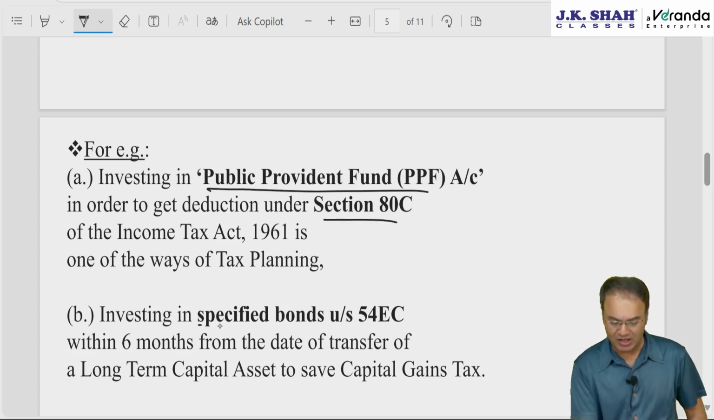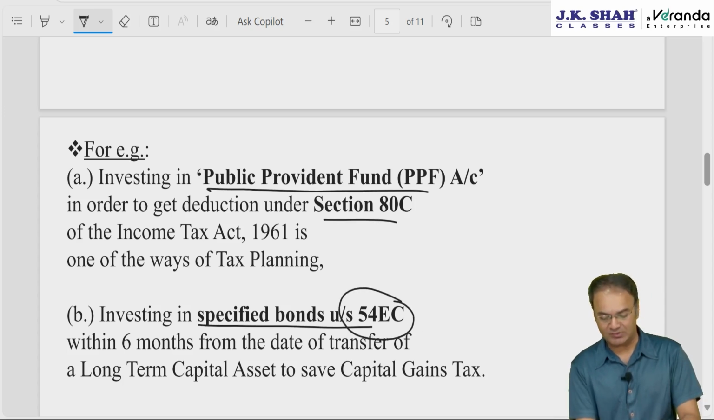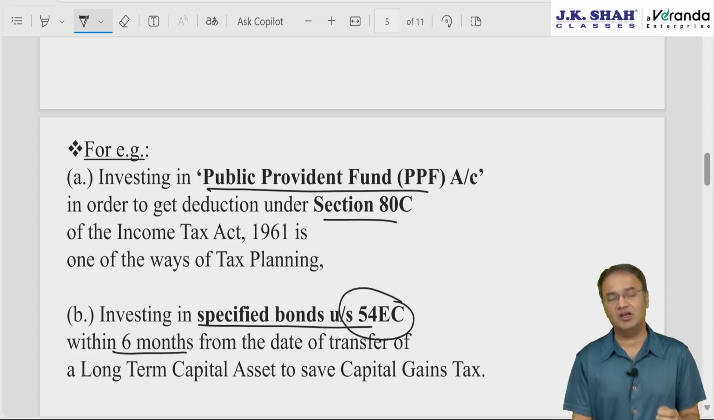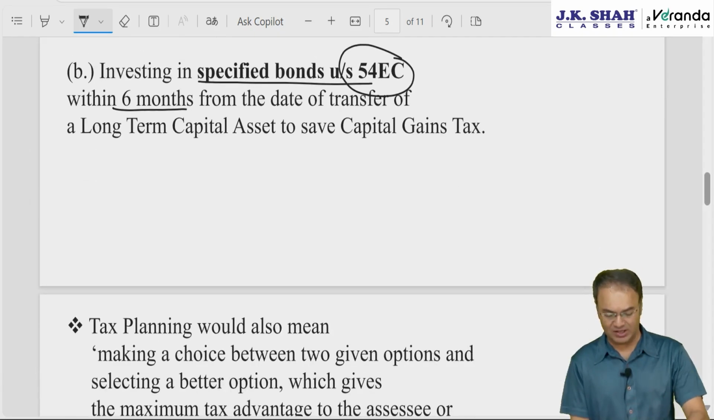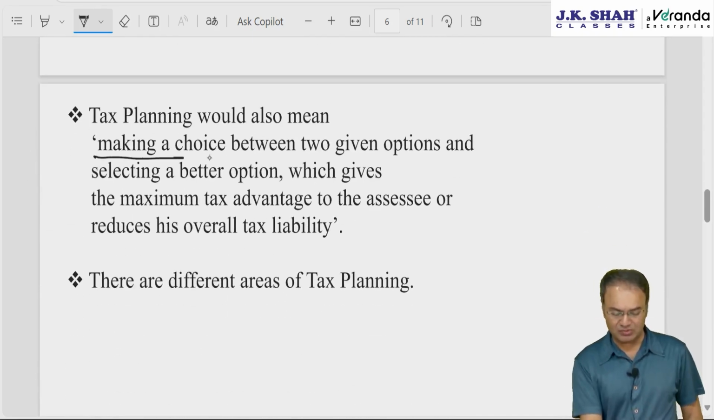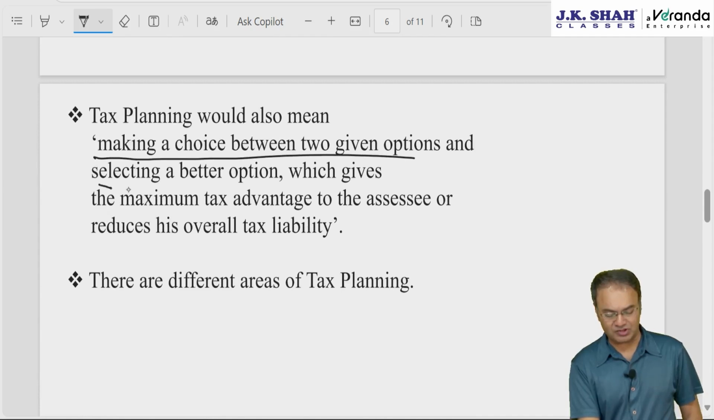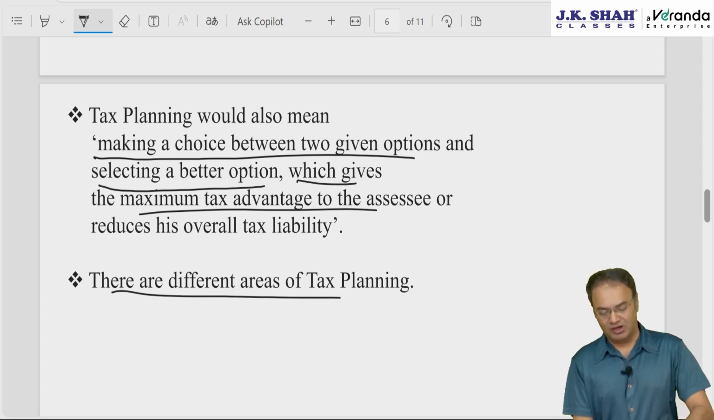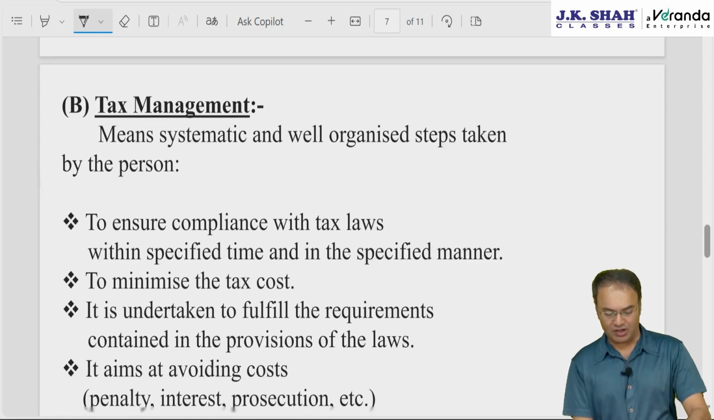Investing in PPF, Mediclaim, investing or acquiring specified bonds within 6 months for claiming exemption under 54EC. These are all examples of tax planning. Tax planning also means making a choice between 2 given options, selecting a better option, such an option which gives maximum advantage to the assessee. There are different areas of tax planning, but that is not our concern.